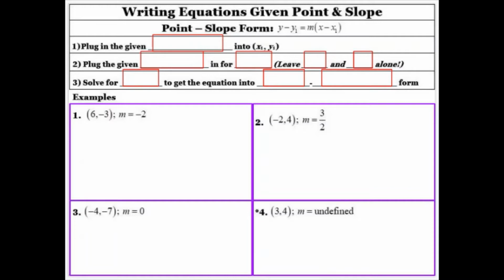If you noticed, if you divided both sides by the thing in parentheses, x minus x1, you'd pretty much end up with that slope formula again. So that's where it comes from. Let's learn how to use it.